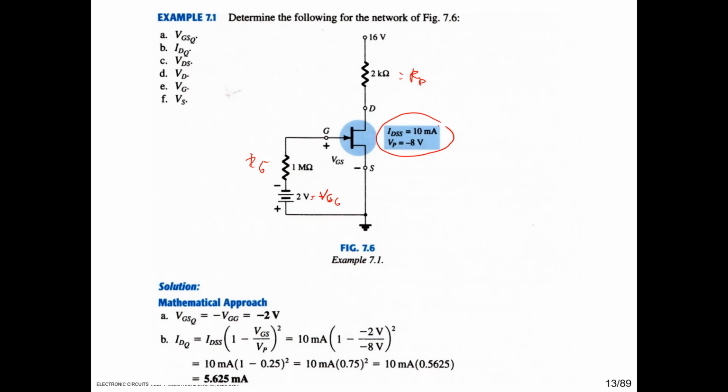The first one is VGSQ. We can solve it easily because the VGSQ in fixed bias is minus VGG. So it becomes minus 2. And then IDQ is IDSS multiplied by (1 minus VGS per VP) squared. So 10 multiplied by (1 minus (minus 2) per (minus 8)) squared. So we can get 5.625 milliampere.